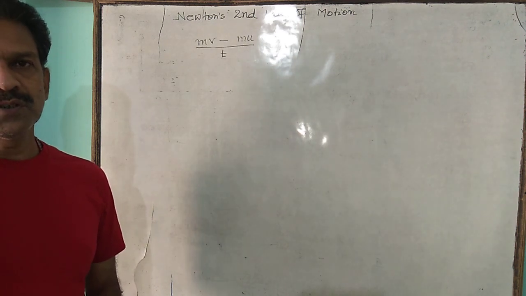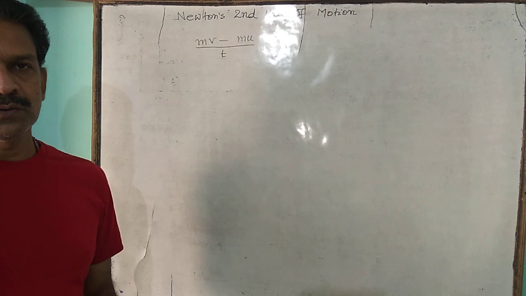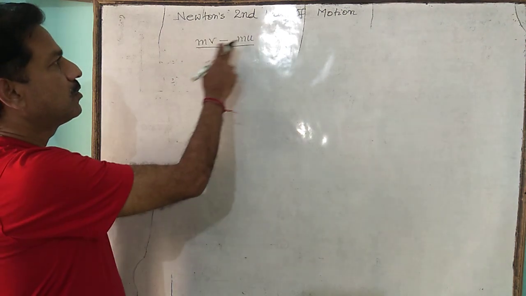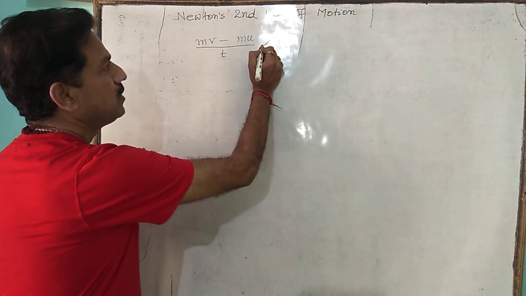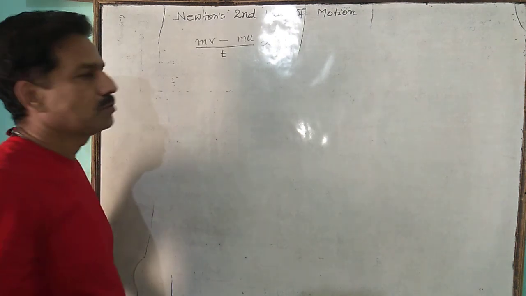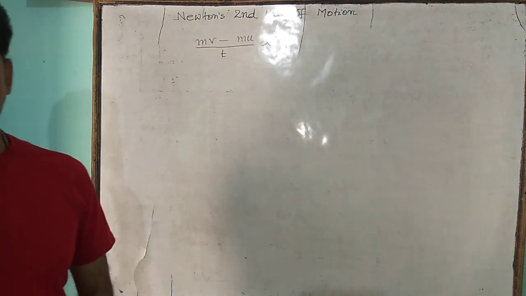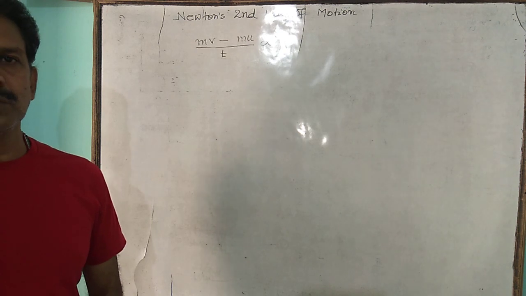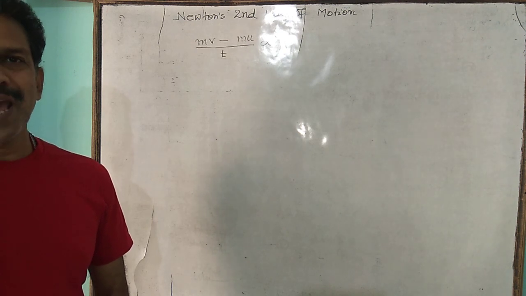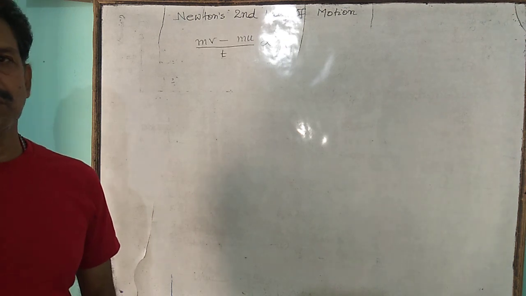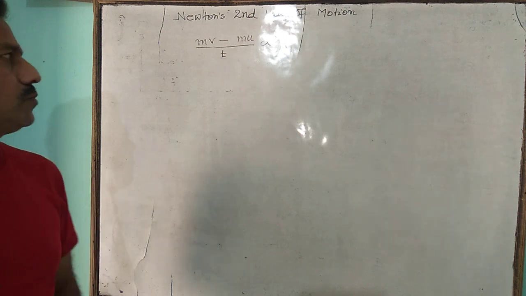So as per Newton's second law of motion, which states that rate of change of momentum is directly proportional to applied force. This is Newton's second law of motion. Rate of change of momentum is directly proportional to the applied force, and motion takes place in the direction of the force. This is Newton's second law of motion.